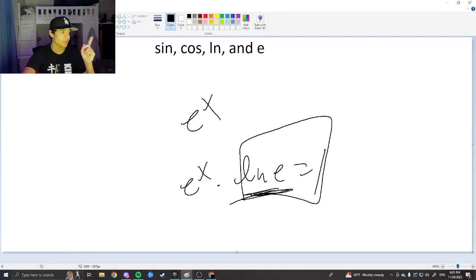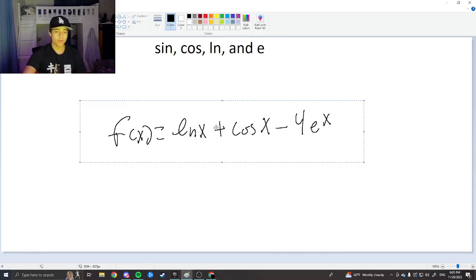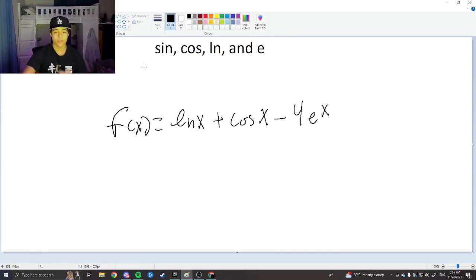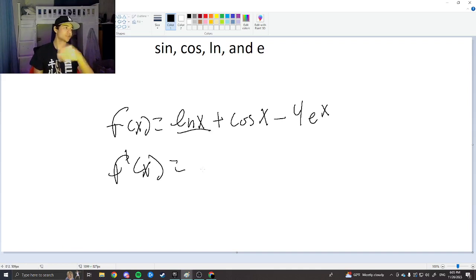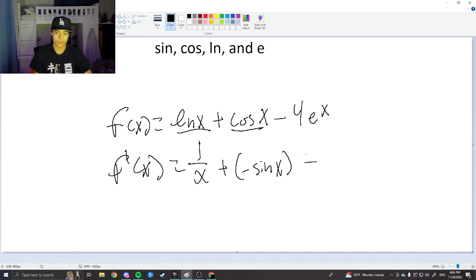Now we're doing practice problems. The first practice problem we're going to look at is ln x plus cosine x minus 4e to the x. What is the derivative of this function? Pause it first. Do it. Alright, cool. Ln x, you get 1 over x. Plus cosine x, the derivative of that is negative sine x. Minus 4e to the x, you don't change it. So rewrite it: you have 1 over x minus sine x minus 4e to the x.